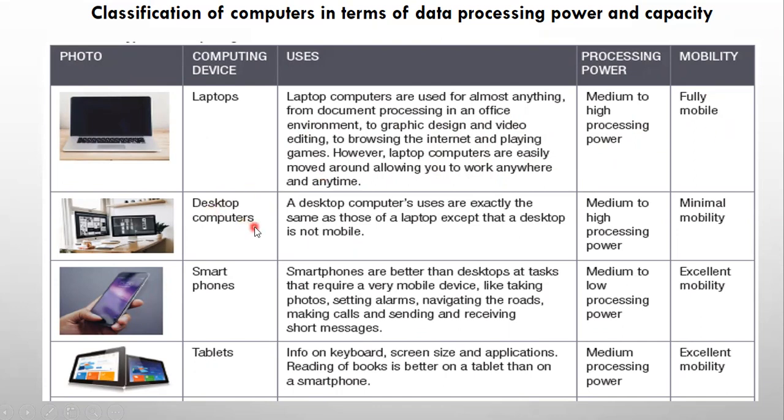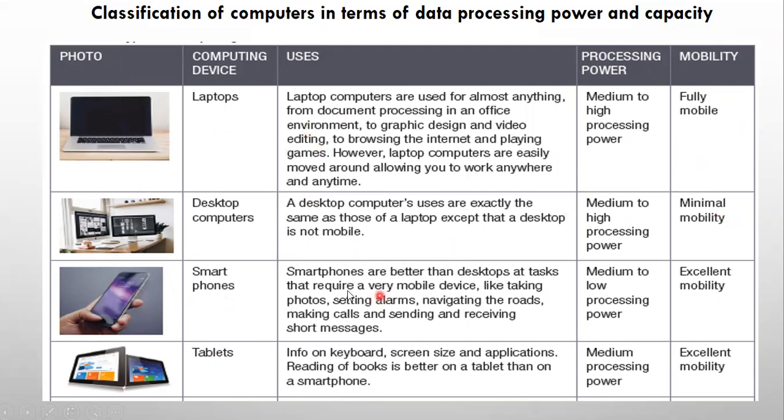Then you have desktop computers. In an office, you have a desktop computer. Desktop computer uses are exactly the same as those of a laptop, except that a desktop is not mobile. So the desktop and laptop work in a similar nature, but the desktops are larger and take more space, but it's not mobile. If you look at the processing power, it can be the same as a laptop. It depends on what you buy. It has minimal mobility. It's an effort to move it around. You have to unplug the desktop and move it around, whereas your laptop works on battery.